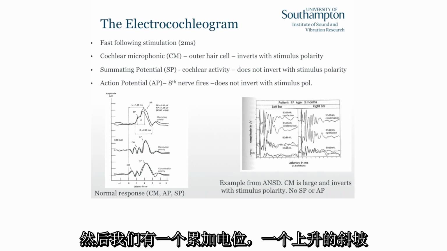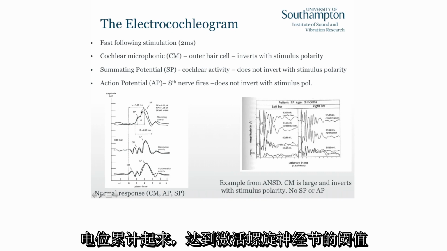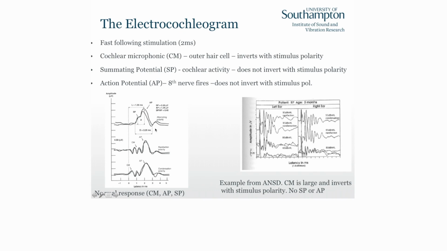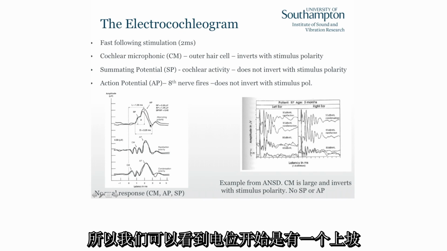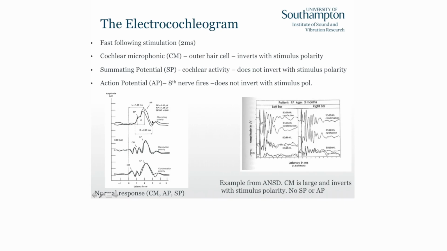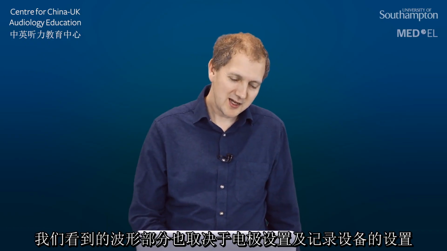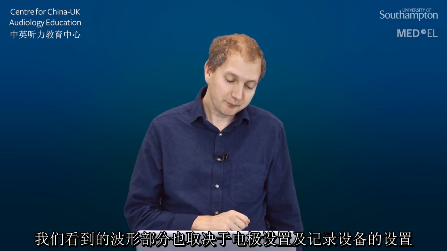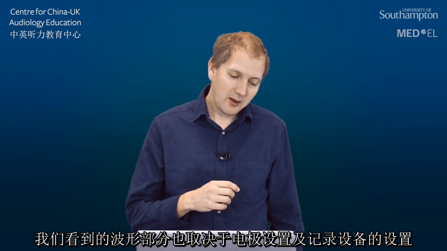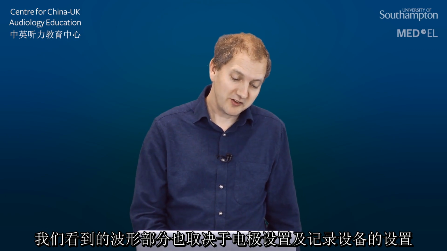And then we have a summating potential, so an increased slope. So the potential builds up and it reaches a threshold level where we then get firing of the spiral ganglion cells, and so we get action potential. And so we see a slope on the uprising of the potential, of the summating potential, and then the action potential. Depends on where the electrode positions are, and the settings of the equipment as to which components of this we see.